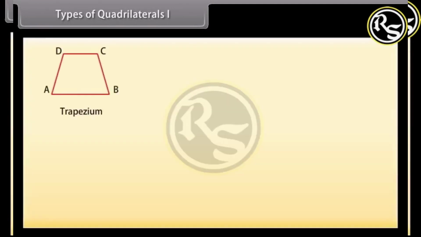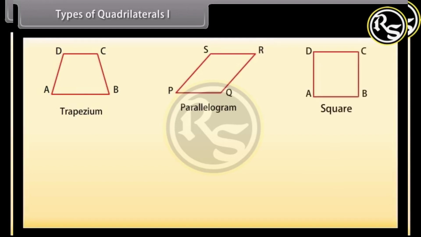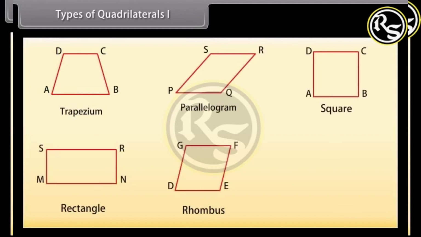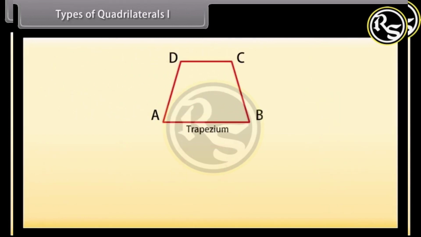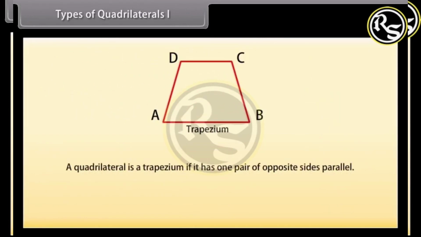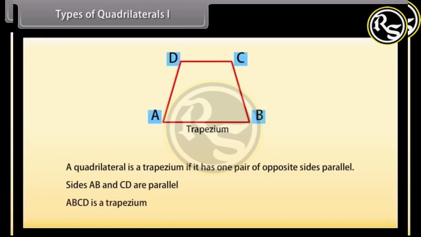Types of quadrilaterals. There are different types of quadrilaterals like trapezium, parallelogram, square, rectangle, rhombus and kite. Look at these figures. We will go through them one by one. First one is trapezium. A quadrilateral is a trapezium if it has one pair of opposite sides parallel. Here opposite sides AB and CD are parallel, so ABCD is a trapezium.